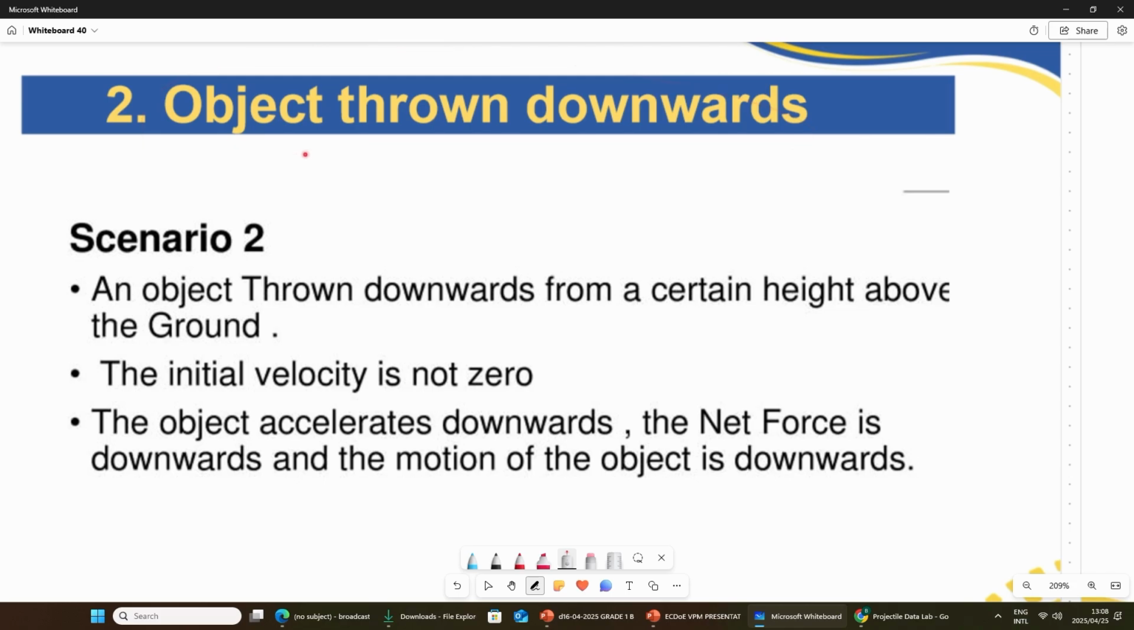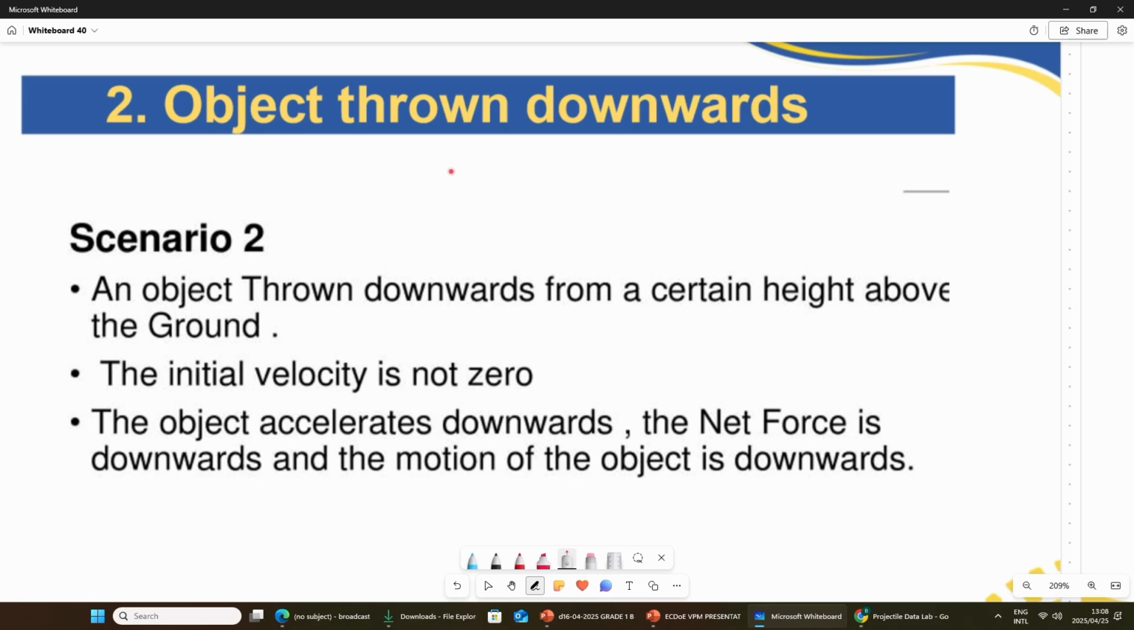On this one, we throw an object downwards. Definitely we're at a certain height. Remember, if you're on the ground, then you cannot throw something that is already on the ground downwards. So on this scenario number 2, if the object is thrown, that means the velocity is not equal to 0, or the velocity is non-zero. So we have a certain initial velocity in this case.